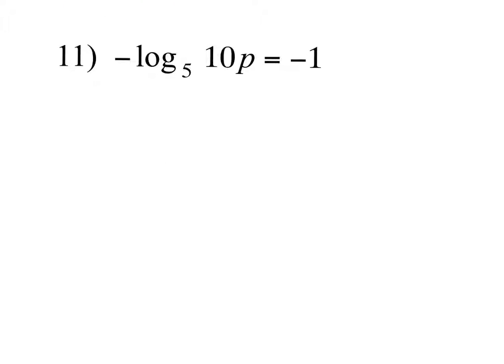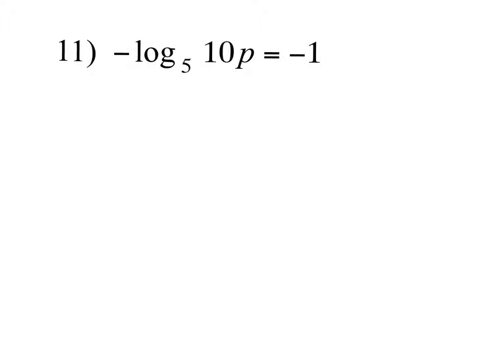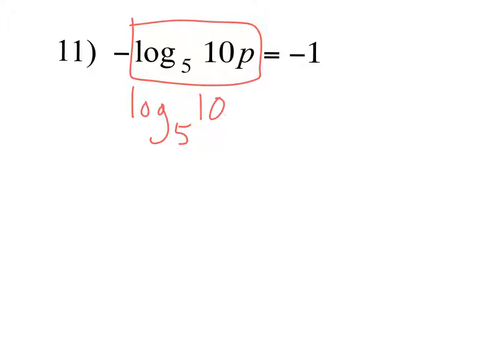For number 11, I've got to do the same thing, get this log part by itself, and then we're going to convert this to an exponential so that we can see what's going on here. Here we only really have one step. I've got negative log of something equals negative 1. I could write this as log of that something equals positive 1. So that means that 5 to the 1 is equal to 10p.